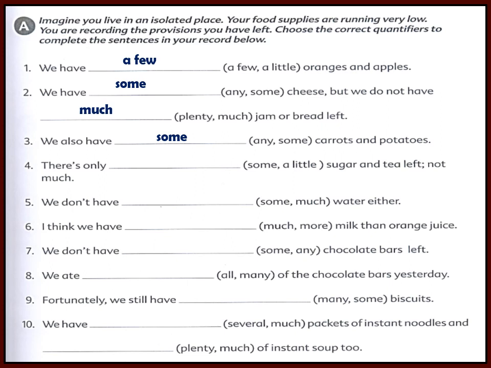Number 4, there is only dash sugar and tea left, not much. Now can you use some here? Usually we use some with count nouns, carrots, potatoes, or in some cases you can use it with non-count nouns too, as in point number 2. So now you will use your mind here. There is only some sugar or a little sugar. Guess your answer, then I will give you the answer.